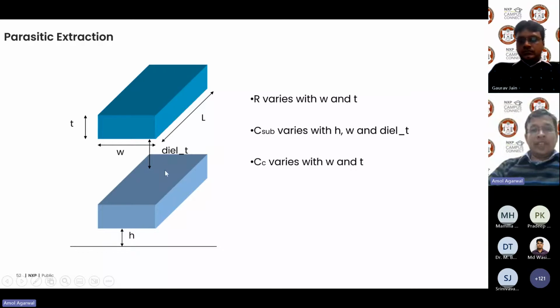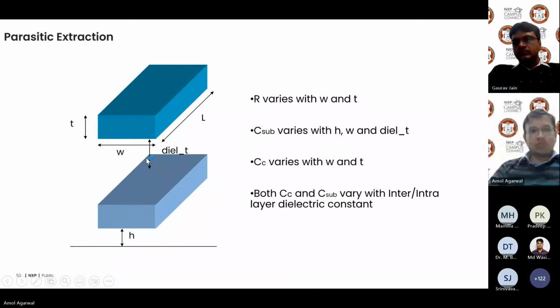And then you have the coupling cap. So one would be the inherent cap of this metal piece, and then would be the coupling cap. This coupling cap would be dependent on the spacing between these two metal pieces. Okay, so this is obvious that both your coupling cap and the substrate cap would vary with your inter- and intra-layer dielectric constant. So one dielectric constant is this, then second is the property of this metal. What is the dielectric constant of this metal piece?